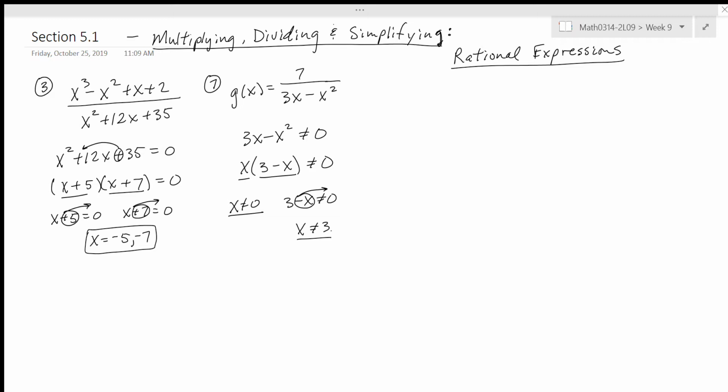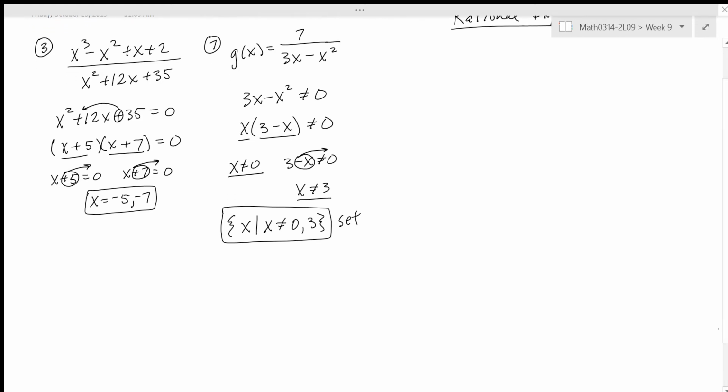Got it? Now, if you stop right here, you technically have not written the domain. All you have right now are the restrictions. So to write the domain, we're going to say the set of all x such that x cannot be 0 and 3. And that is the domain in set notation.